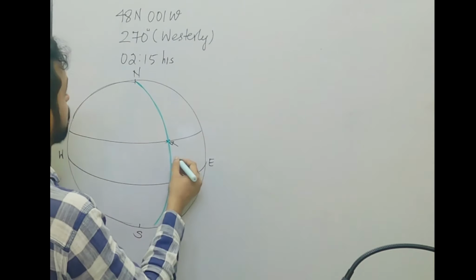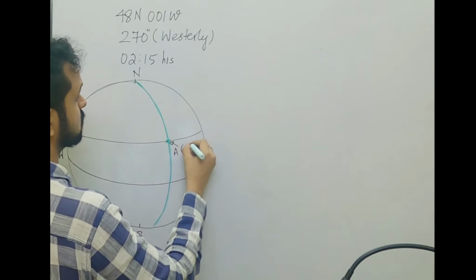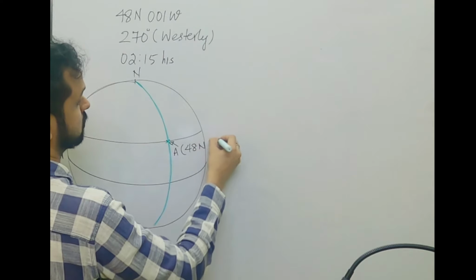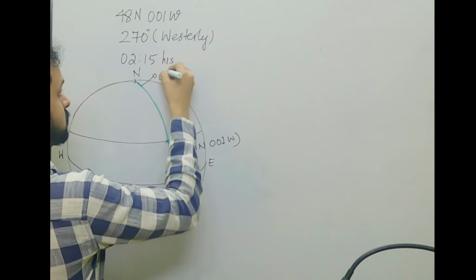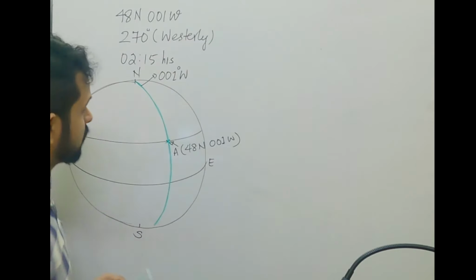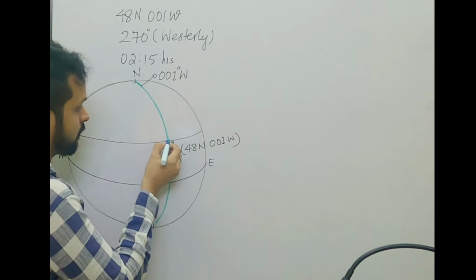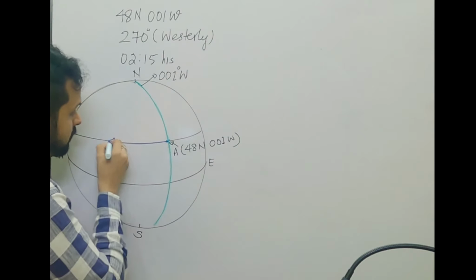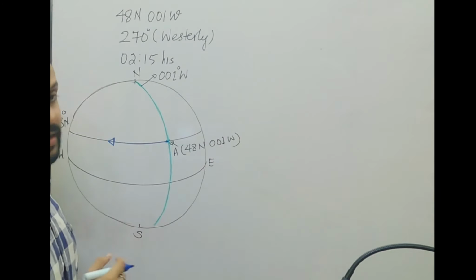Let me mark this point as point A, and the coordinates of this point is 48 north and 1 west. So this meridian is 1 degrees west. Now we are traveling on a westerly track. From here we are traveling westerly. Yes, Apeksha, what are the parameters? Westerly track, which means I'm traveling along the same parallel of latitude, right? For how long?